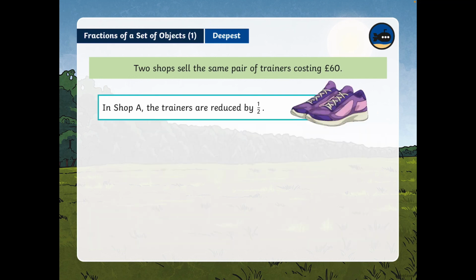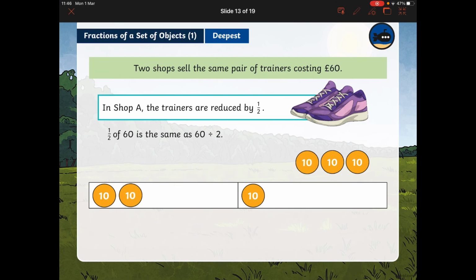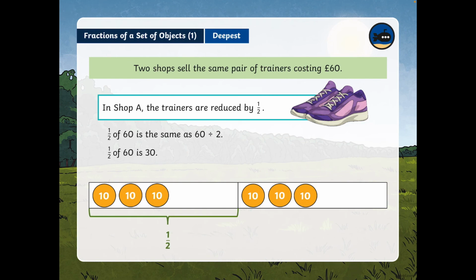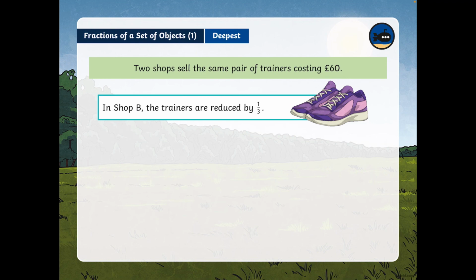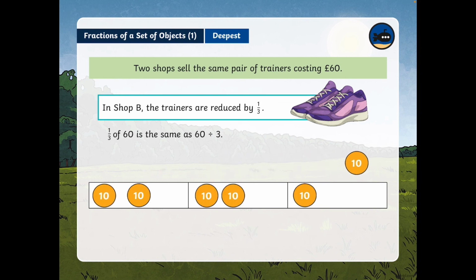In shop A, the trainers are reduced by a half. And a half of 60 is the same as doing 60 divided by 2. A half of 60 is 30. Let's see if shop B are selling them cheaper. A third of 60 is the same as 60 divided by 3. A third of 60 is 20.